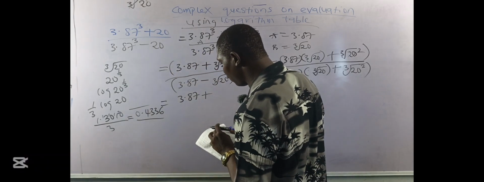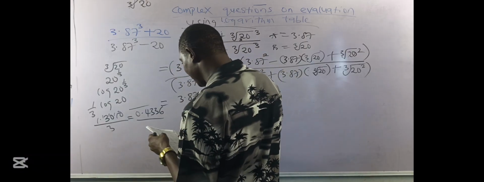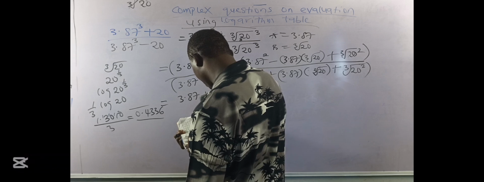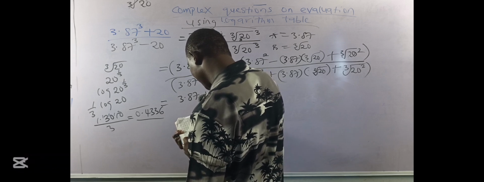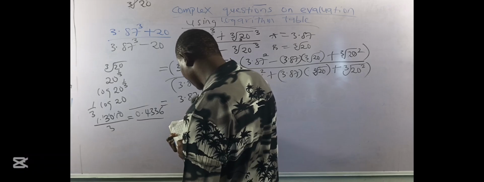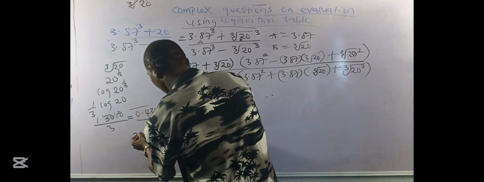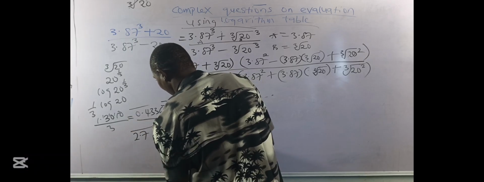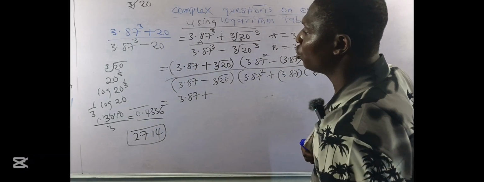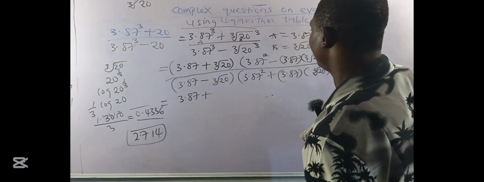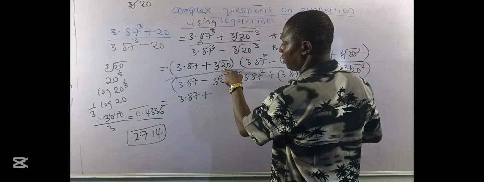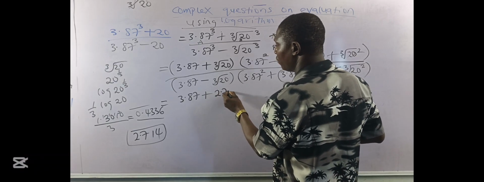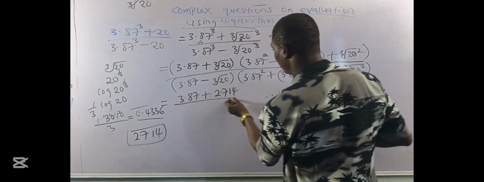Now I'll check the antilog of it. Antilog of 43 under 3, difference 6. 43 under 3 difference 6: first is 4, 43 under 3 is 2, 7, 10, so it becomes 2, 7, 14. And the 1 becomes the characteristic. So this becomes my value of the third root of 20. I'll put that here: 2.714.